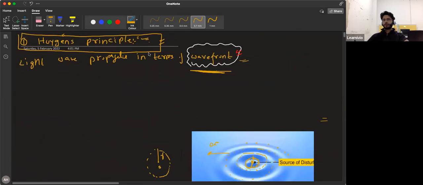Is it clear what a wavefront actually is, Anshika? Yes.